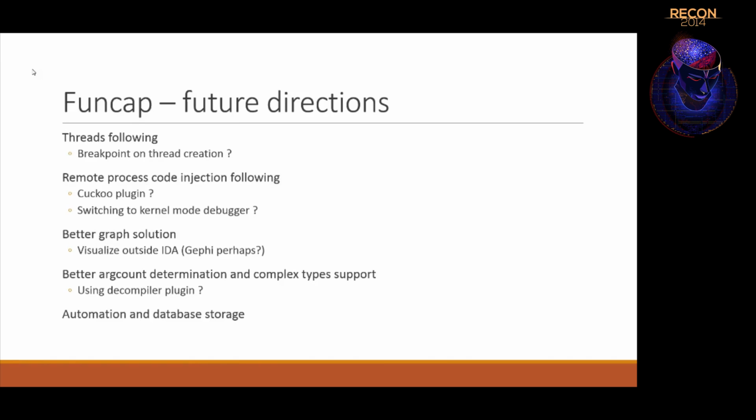Or you can also switch entirely to a kernel mode debugger, and then you can trace the code that is injected, but it's not that easy. As for a better graph solution, currently in IDA there is not much to be done by a script to make a better graph, so I was thinking about going to some external application like Gephi.